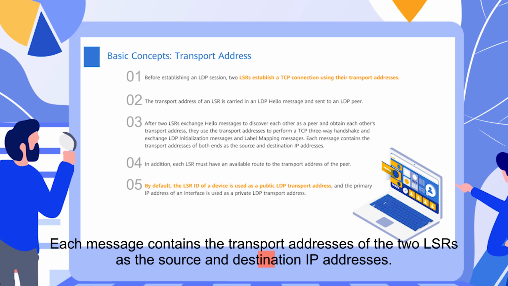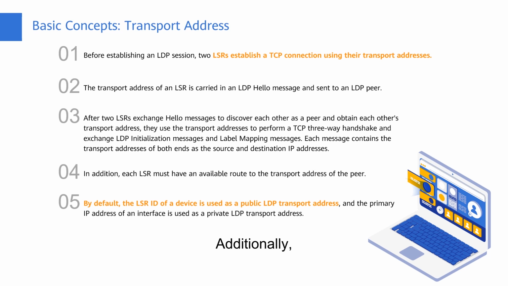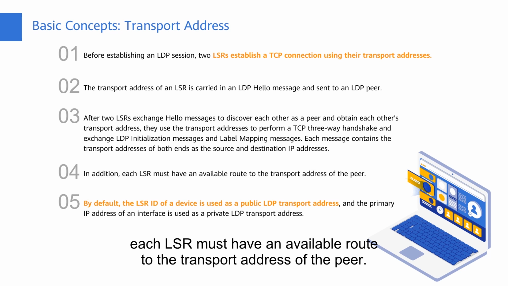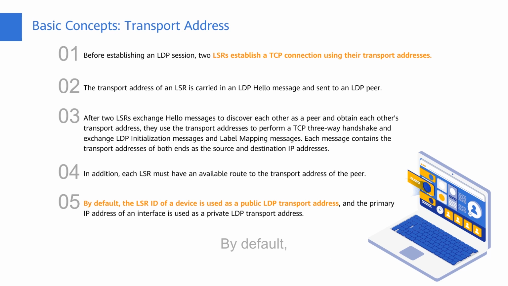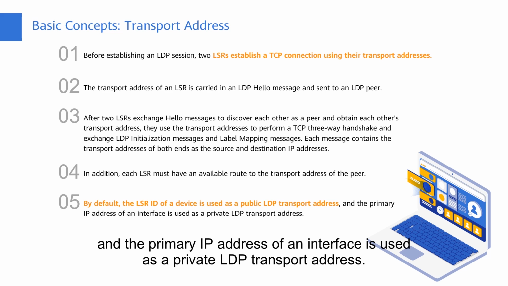Each message contains the transport addresses of the 2 LSRs as the source and destination IP addresses. Additionally, each LSR must have an available route to the transport address of the peer. By default, the LSR ID of a device is used as a public LDP transport address, and the primary IP address of an interface is used as a private LDP transport address.